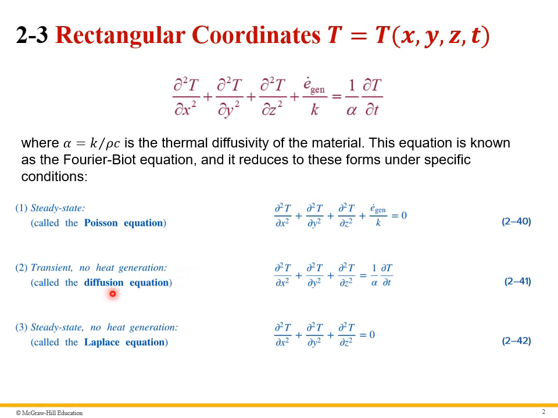Now, if it's transient no heat generation, then this term is 0 here, and so it reduces down to this equation, which is what's known as the diffusion equation. And finally, if both of those terms are 0, it reduces down to this equation, which is Laplace's equation. And again, you see this equation in E&M. If you take that course, and I'm sure you all do at some point in your career.